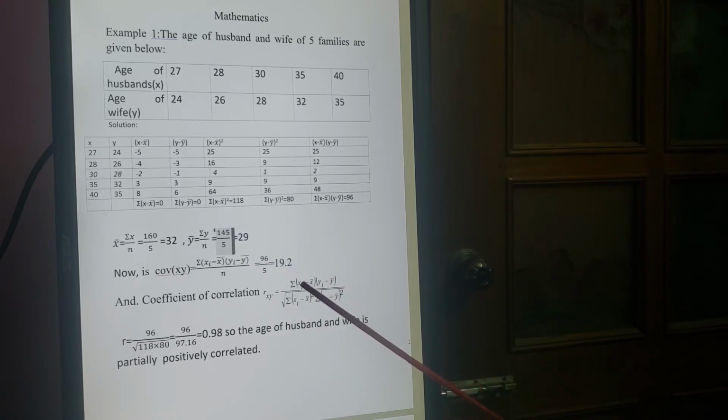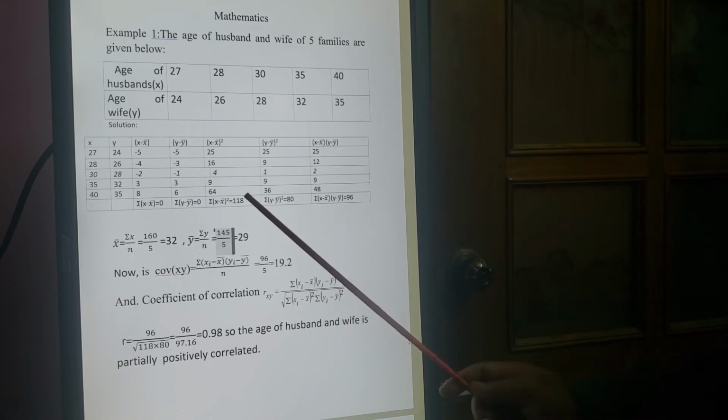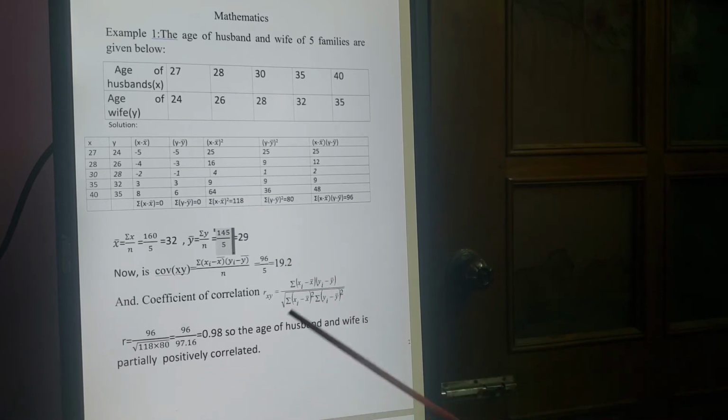So summation (xi minus x bar)(yi minus y bar) is what? 96. Root over summation (xi minus x bar) square, which is 80, times summation (yi minus y bar) square, which is 80. Okay, you multiply, find the square root, then divide: 0.98. So the coefficient of correlation is equal to 0.98.